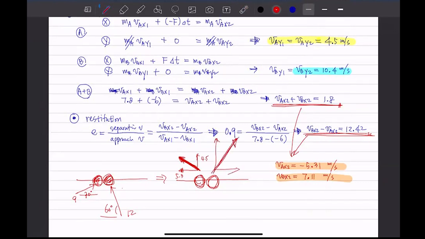So 10.4, 7.11. So that's VB2. This is VA2, right? So those two were coming in like this, but when they separate, they're going out like that. Okay, so from here, if you want to find the angle, you can easily find that as well.